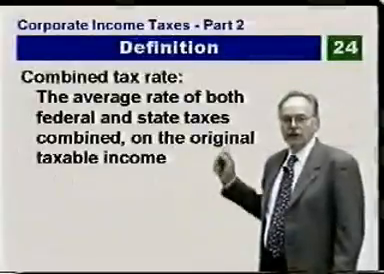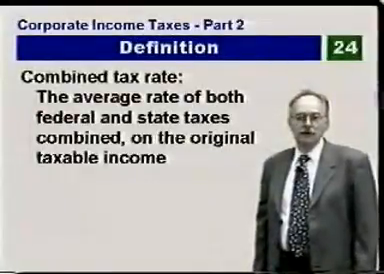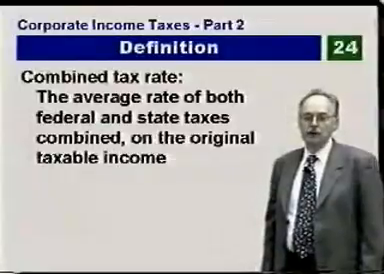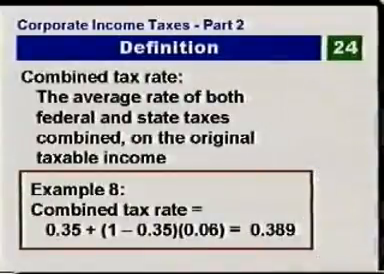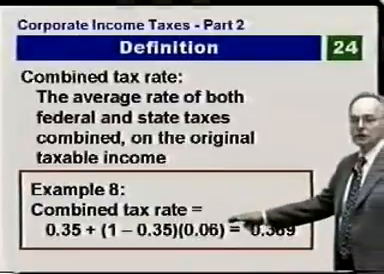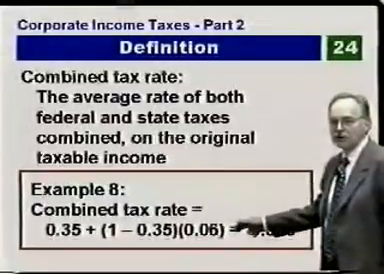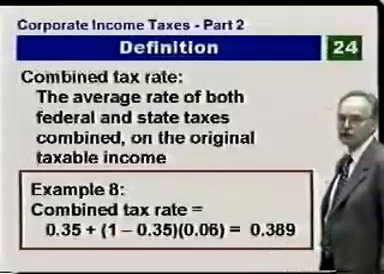So this is the definition of a combined tax rate. It's the average rate of both federal and state taxes combined on the original taxable income. And in our example, the combined tax rate can be computed in this fashion by taking the 35%, that's the federal marginal tax rate, and then adding on to that the state marginal tax rate, but adjusting that by the federal marginal tax rate. So that's the subtract factor. The entire state tax is not being paid because some of that is now being used as a deduction on the federal tax.